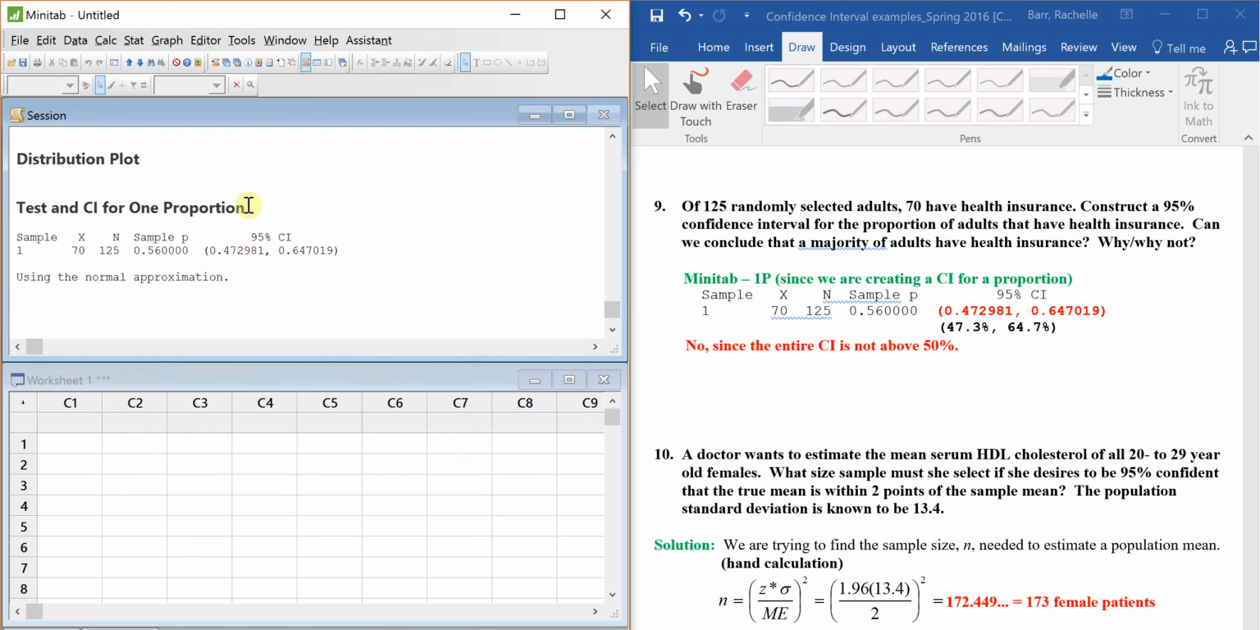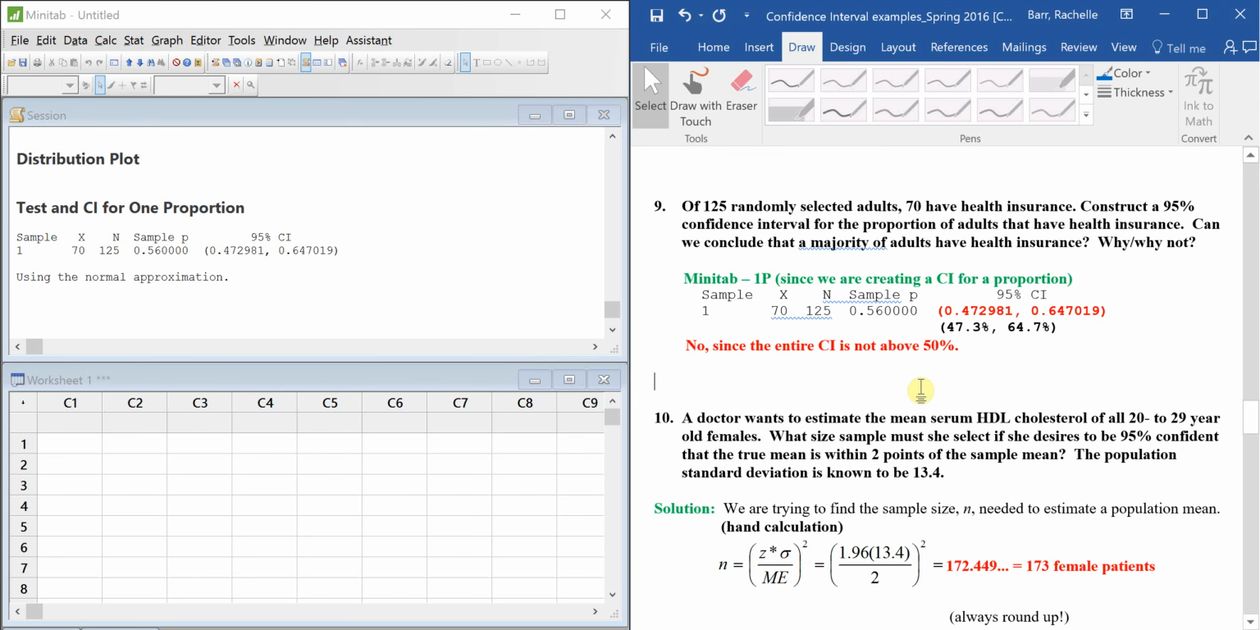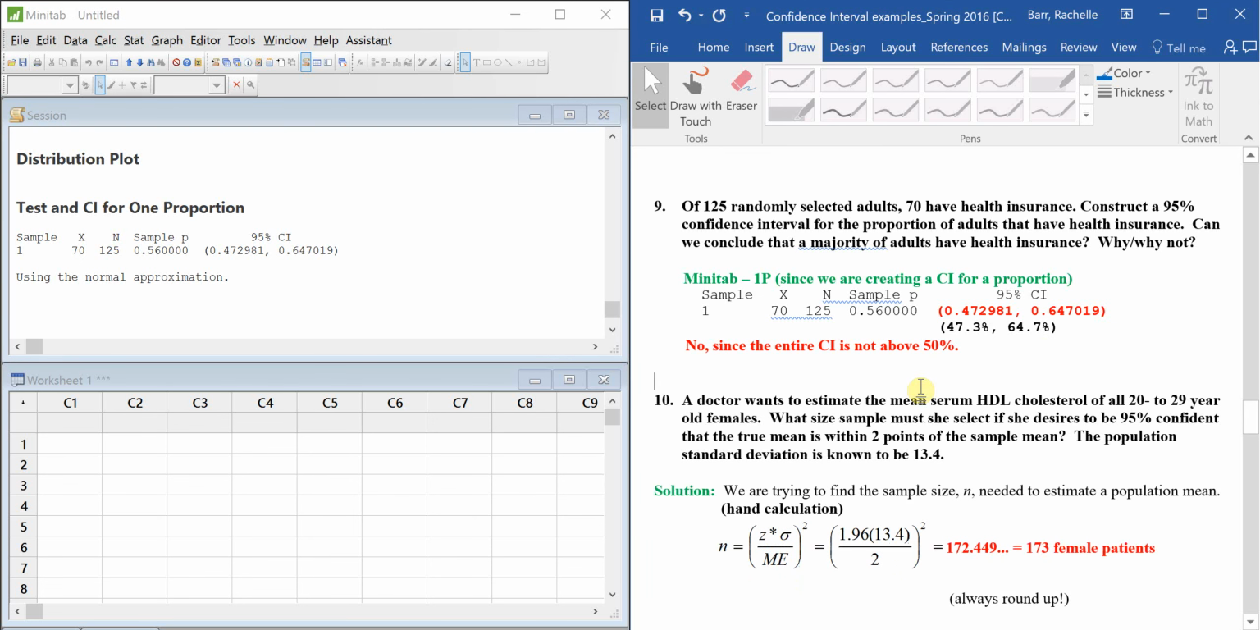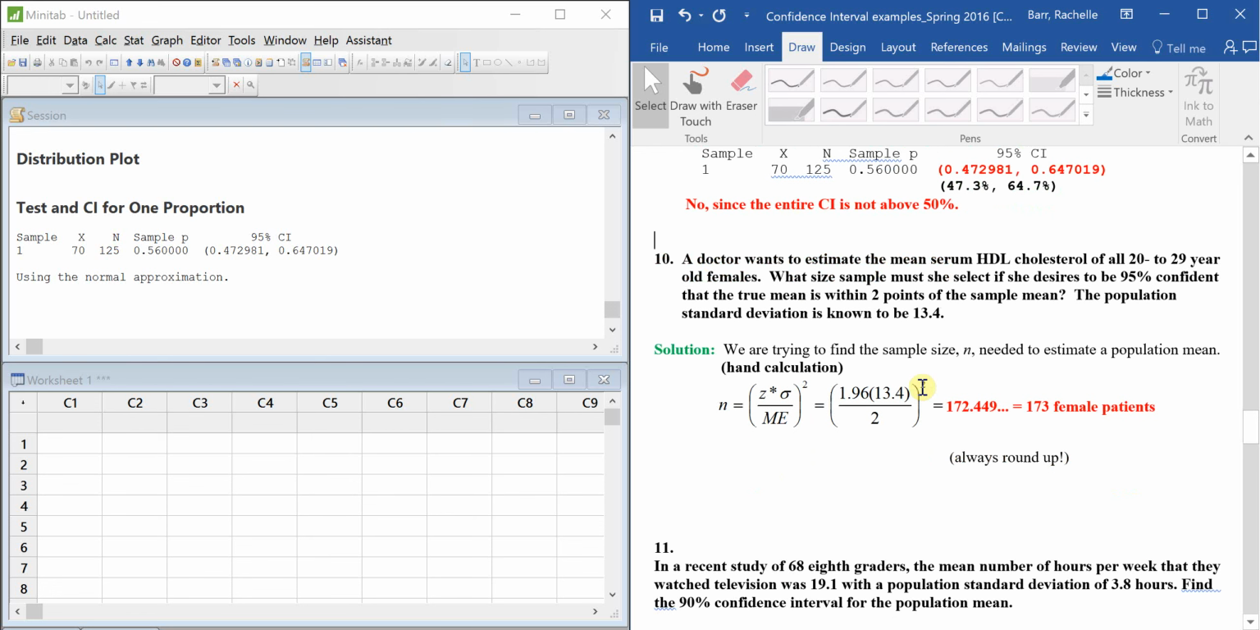There it is. So what we'd say is that the true proportion of adults who have health insurance is between 47.3 and 64.7%. So since not everything is above 50%, that's not a majority. It is quite possible that we get something that's lower than that, which would not be a majority. So since not the entire confidence interval is above 50%, we would say no, it might not be a majority. Okay.